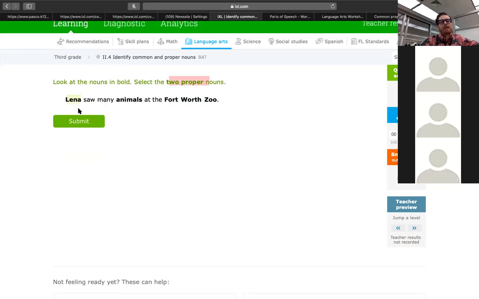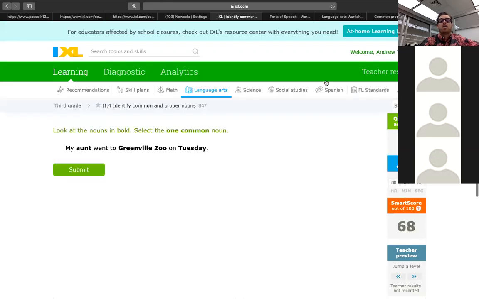Alrighty. Two proper nouns. Lena saw many animals at Fort Worth. The Lena and Fort Worth Zoo. I think we got it. So now we want to stop sharing just real quick. So we understand the difference between common and proper nouns: same things, person, place, or thing. One's capitalized, one's not, because it's either specific or it's just a regular one.